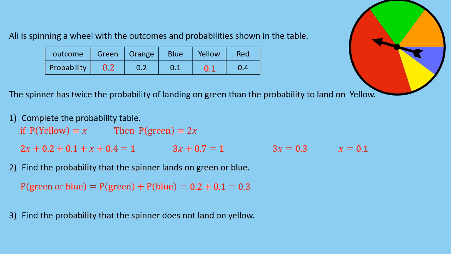To find the probability that the spinner does not land on yellow, we get the probability of the yellow complement, which equals 1 minus the probability of yellow. Plug in the numbers, and the probability of not landing on yellow will be equal to 1 minus 0.1, which equals 0.9.